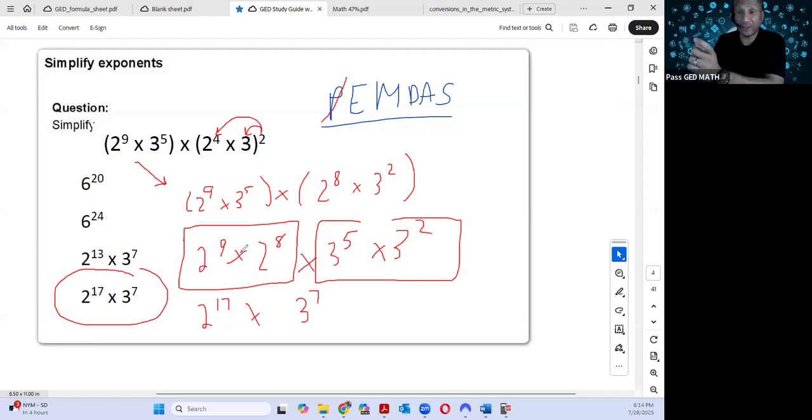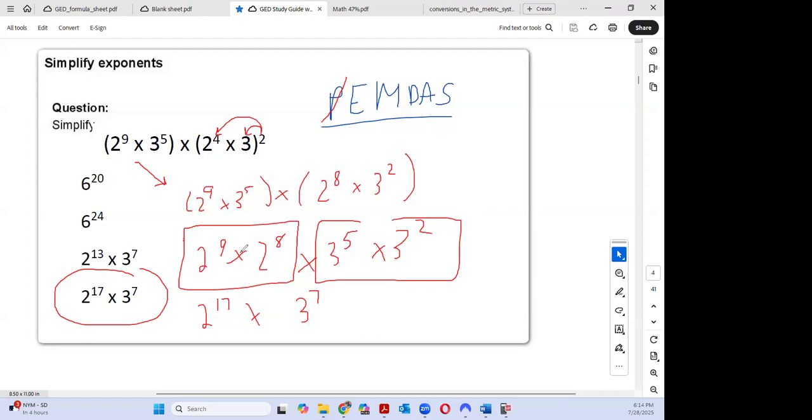Look, 2 to the 9th times 2 to the 8th. Do they have the same base? Yes. So when you multiply, what do you got to do to the exponent? You gotta add them. What's 9 plus 8? 17. That's how we got 2 to the 17th power.